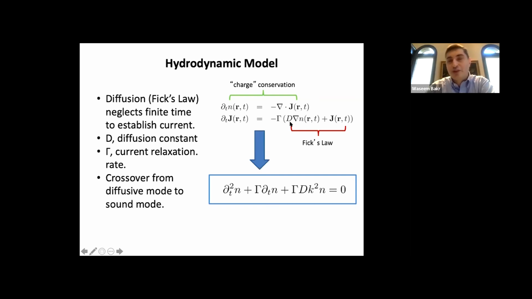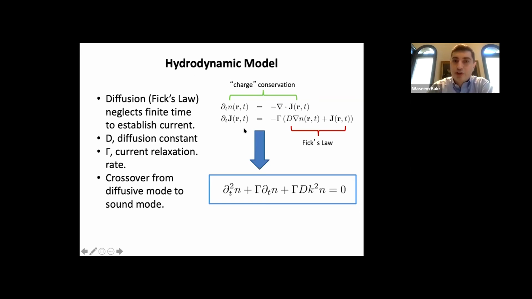Now, we can't just have Fick's law, because that would just lead to the exponential decay we saw at long wavelengths, but we need to also describe the short wavelength behavior. So we're going to modify this Fick's law. We're going to say that the currents in the system cannot change instantaneously. They have to take some time to build up.